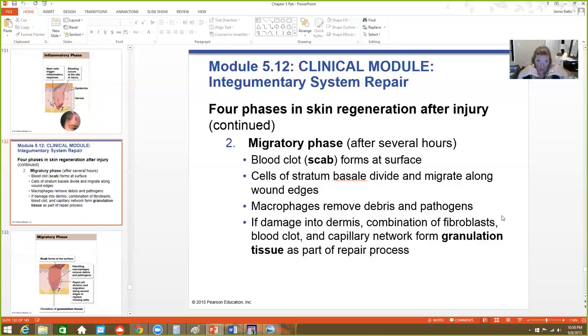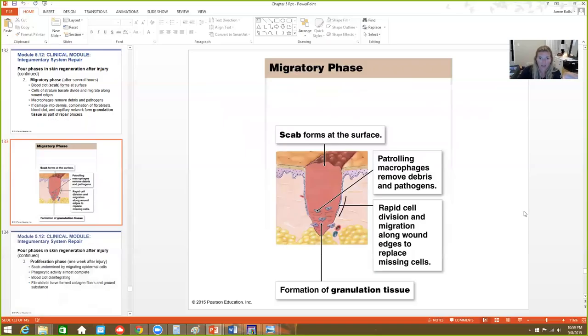The cells that are deep in the stratum basale are going to start dividing. They're going to migrate to the edges of the wound. Macrophages, those Pac-Men, are going to come by. They're going to gobble up all the debris, all the broken cells and all the stuff that doesn't belong there, like the pathogens. There's also something called granulation tissue that's going to start to form. It's basically like a capillary network of fibroblasts, which are those fiber-secreting cells, and the platelets forming together like a temporary patch over the damaged area. So again, the scab is forming at the surface. Underneath, we have fibroblasts and fibers all coming together, making this granulation tissue.